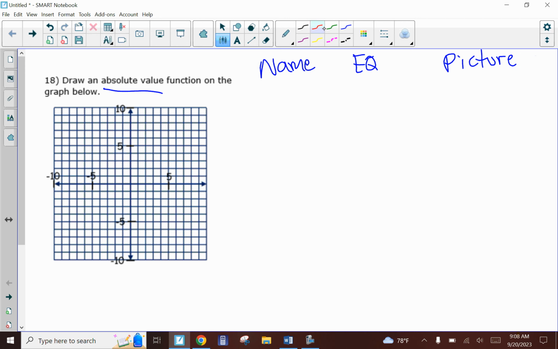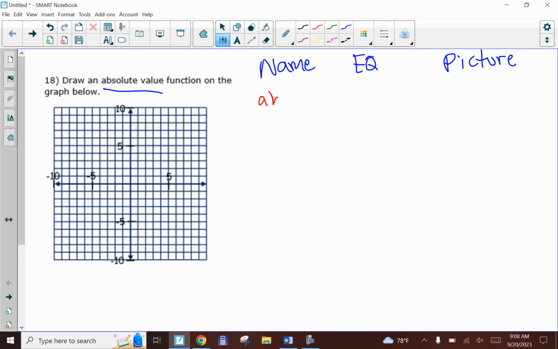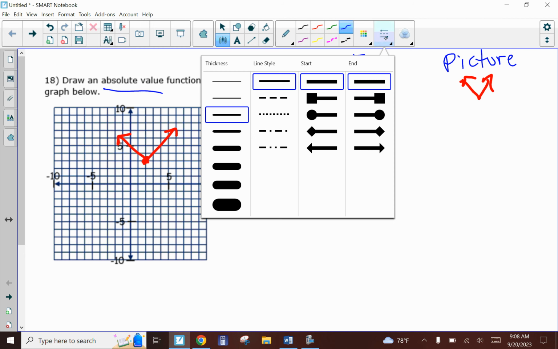So the absolute value is this first one. I'm just going to abbreviate absolute value. In an absolute value equation, you have to have an x, but the thing that makes it absolute value is it's got these bars. The picture is just a V shape. So when it says draw an absolute value, you just put a dot somewhere and draw a V shape and you're good to go. Now on the test, it's going to show you a picture and then you have to tell me the name of it. Okay, so that's the first one.